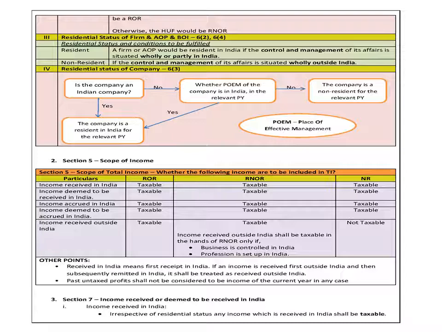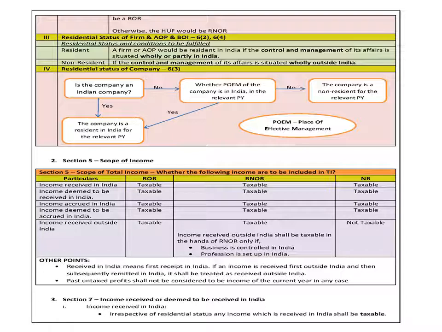Then, residential status of a company. Here, first we have to see whether the company is an Indian company. If the answer is yes, the next question which comes to our mind is whether the company is resident in India for the relevant previous year. Now, if the company is not an Indian company, what will happen? Then we have to see whether the POEM of the company is in India in the relevant previous year.